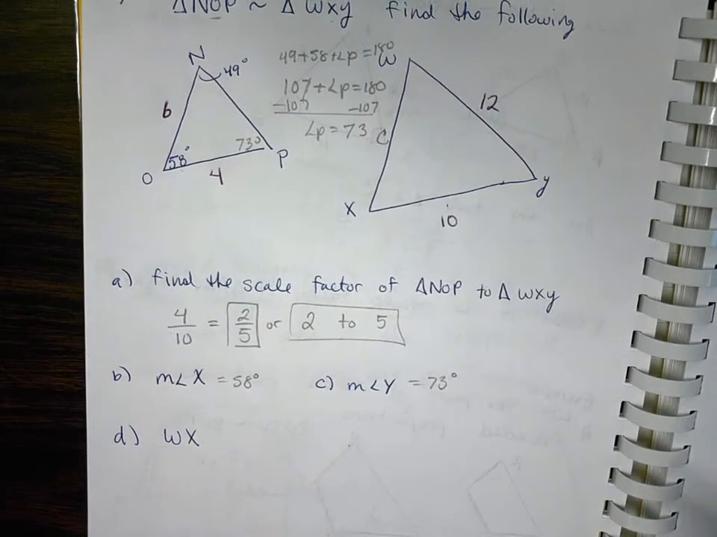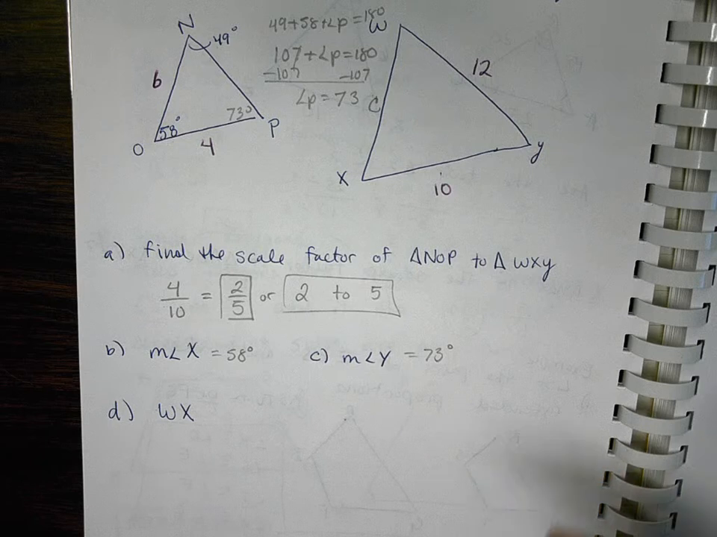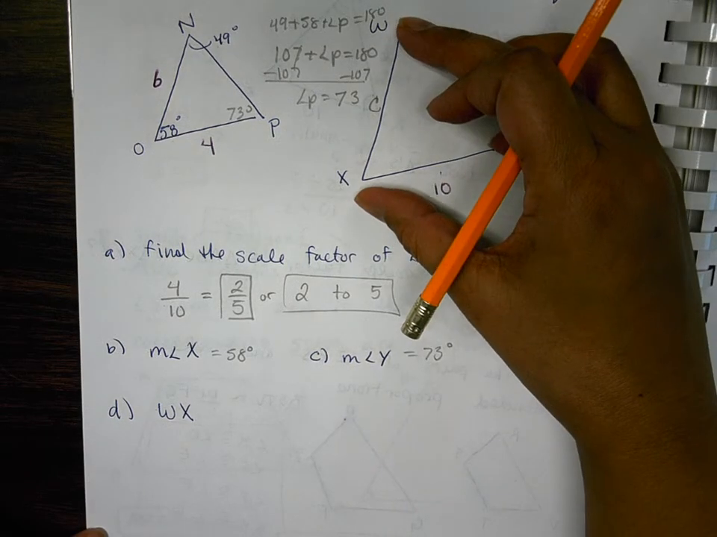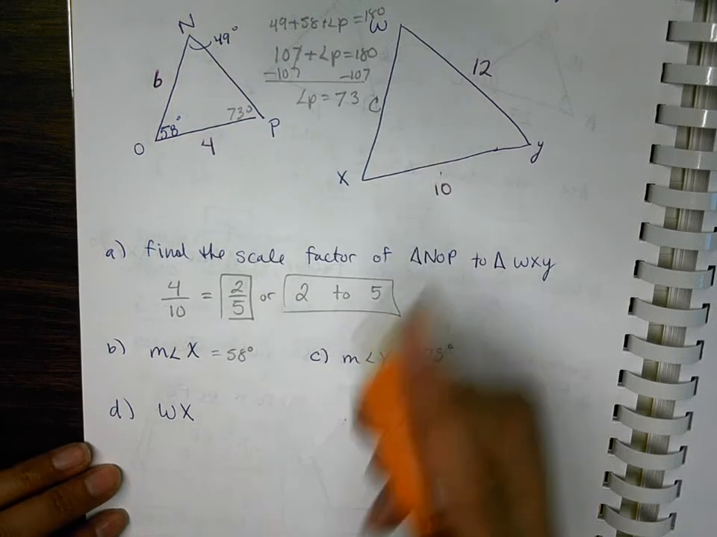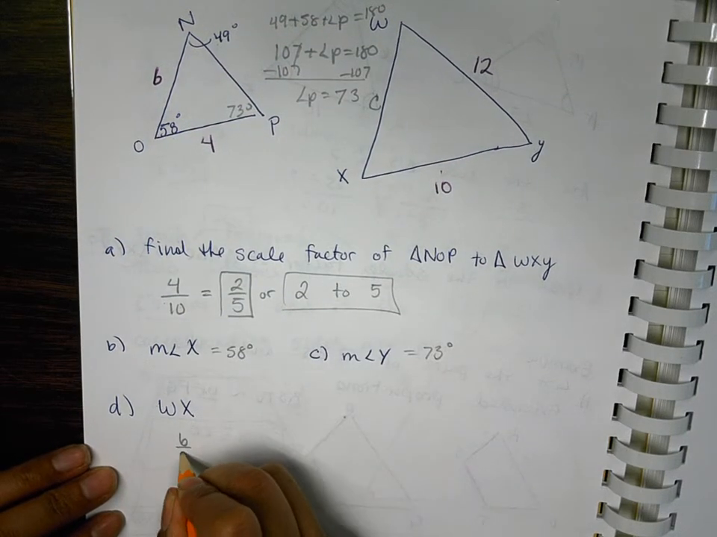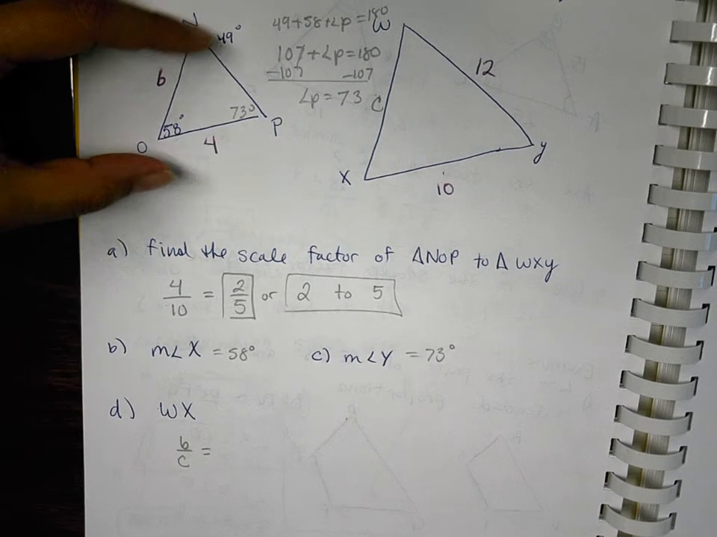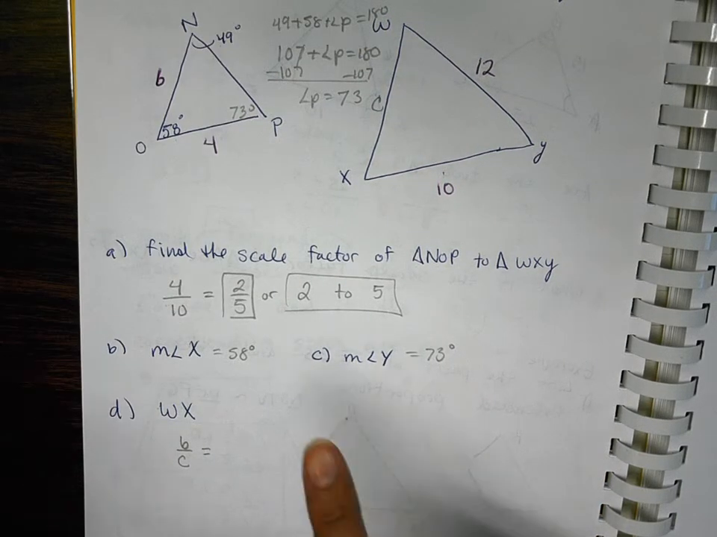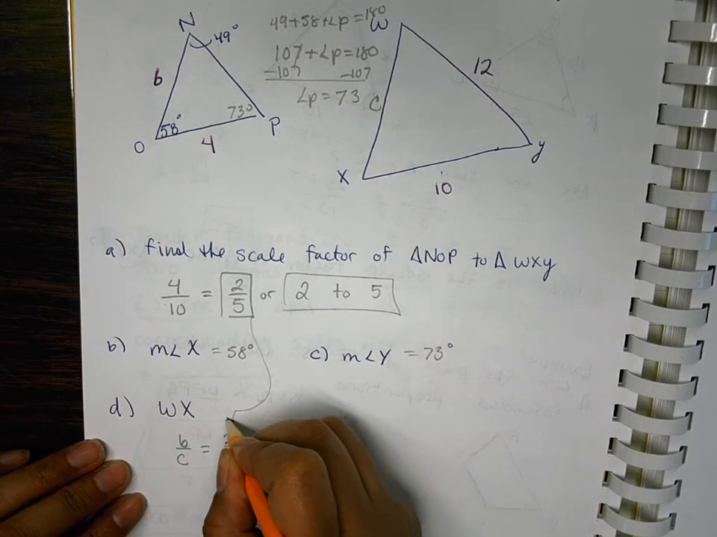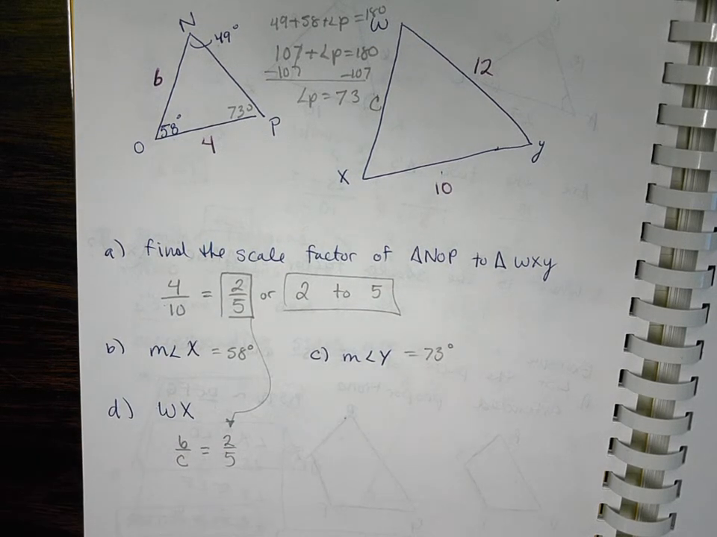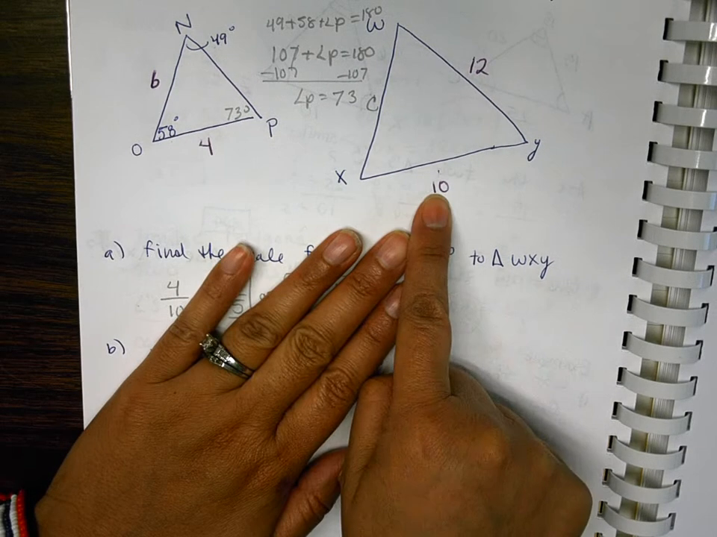Now when we set up our proportions, what am I trying to solve for? I'm trying to solve for the WX. So I'm going to go 6 over C equals what fraction? 6 over C equals 2 over 5. Where is he getting the 2 over 5 from? Scale factor. Now, if you don't want to use the scale factor and you just want to use the picture, can you say 6 over C is 4 over 10? Would you still get the same number?